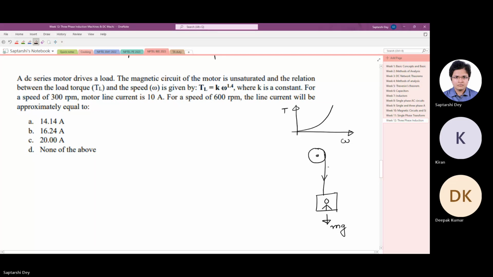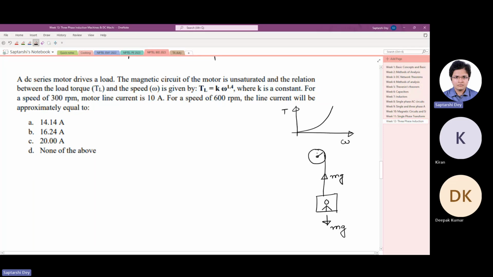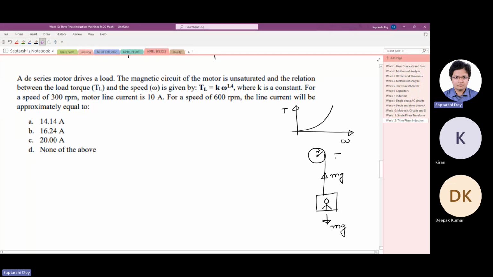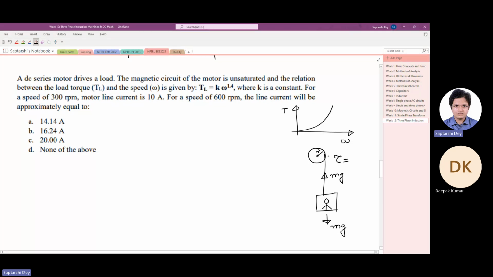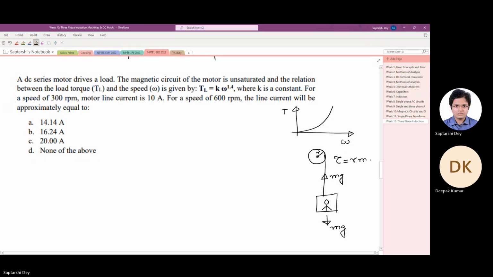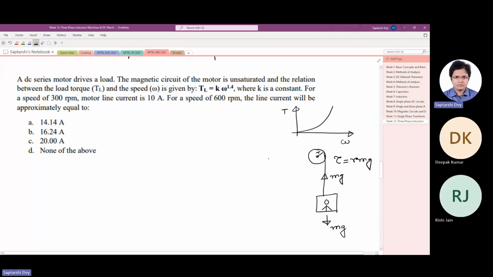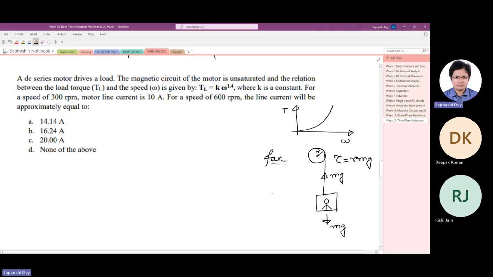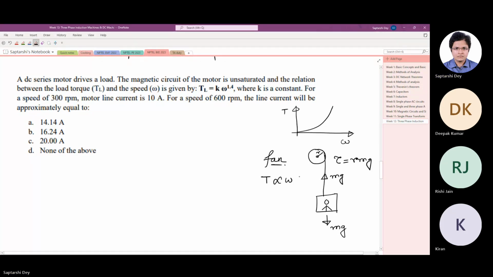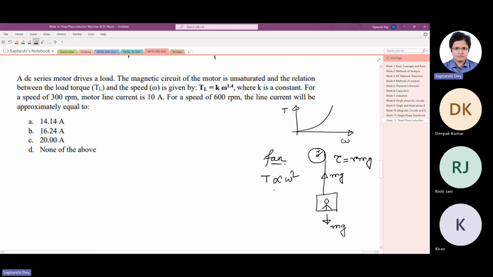Now if the radius of this pulley is r, then the torque seen by the motor is rmg. Now you see this is a constant load, a constant torque load. So an elevator is a constant torque load. On the other hand, if you look at a fan, for a fan the torque is proportional to omega squared. So the relation between torque and speed depends on how the load is.